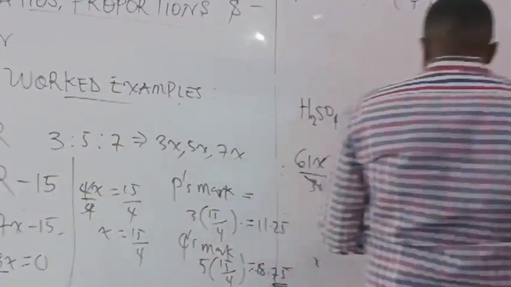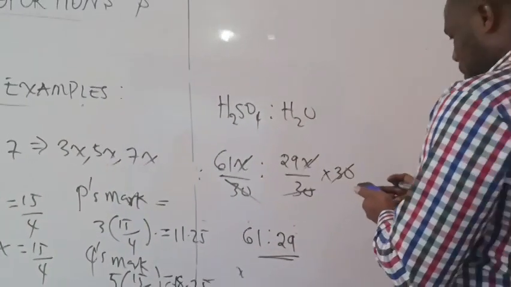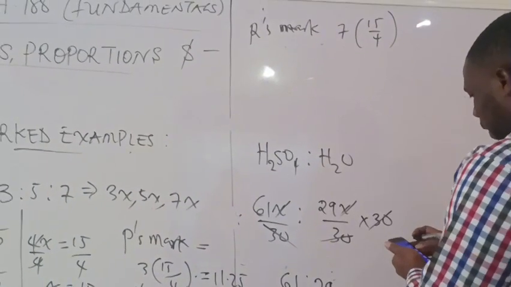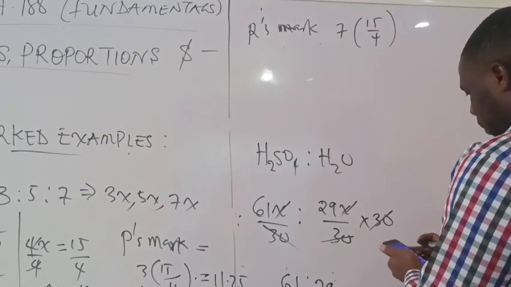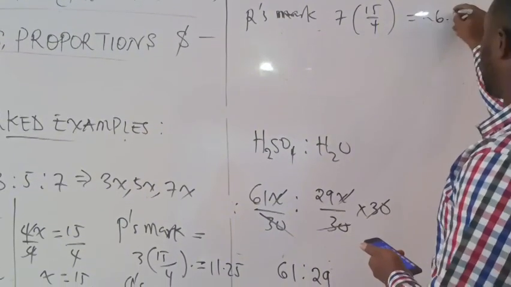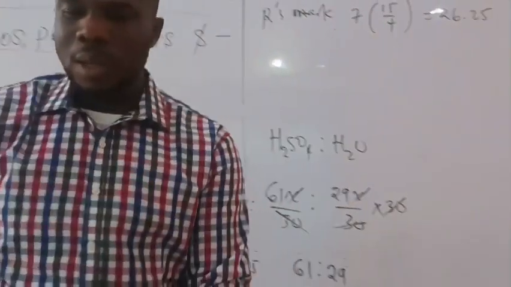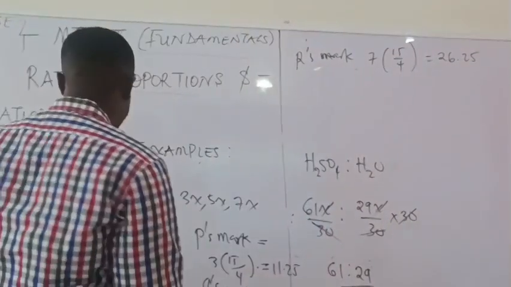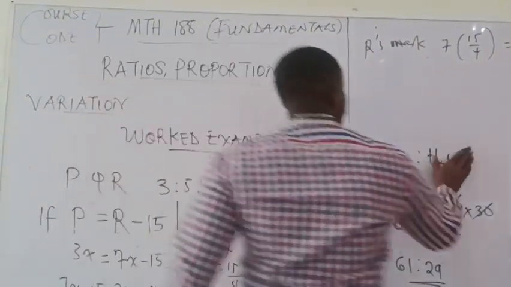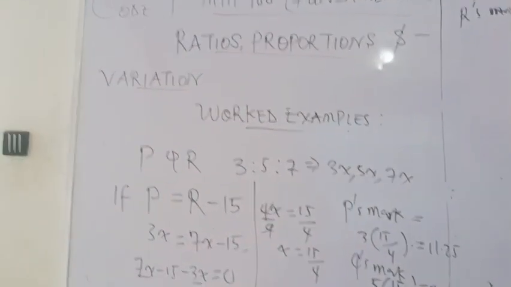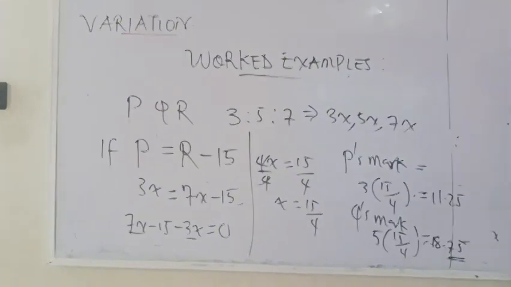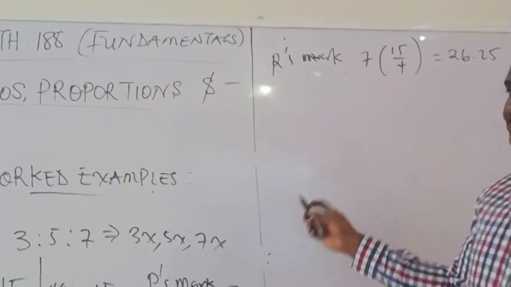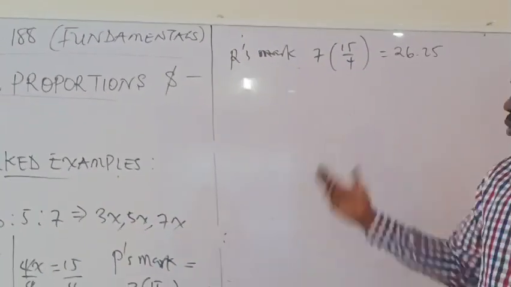And then for R, that's 7 times 15, which is 105 divided by 4. This is 26.25. And of course, there are lots of questions we could explore in this, so let me just do a few. And of course, we'll talk about comparing ratios and also the types of ratios and their properties. I think this should be the last question I will treat on this.